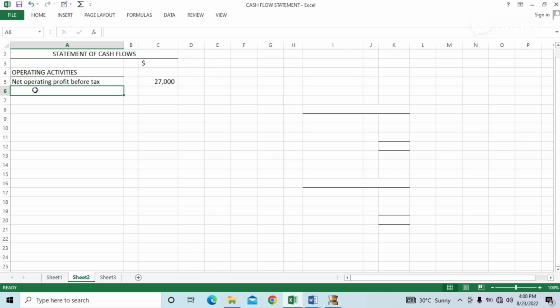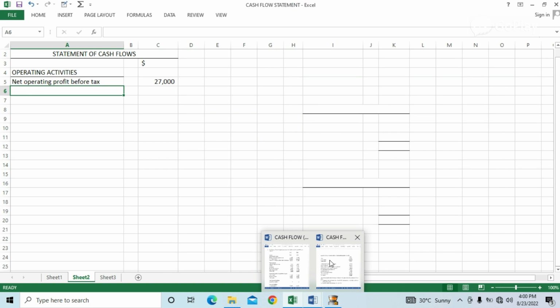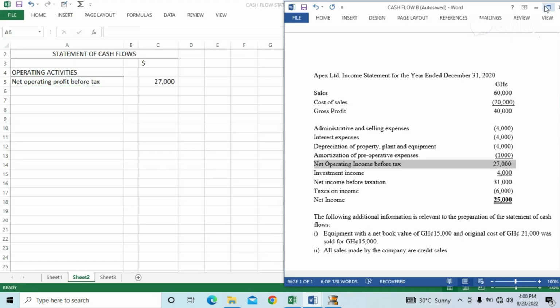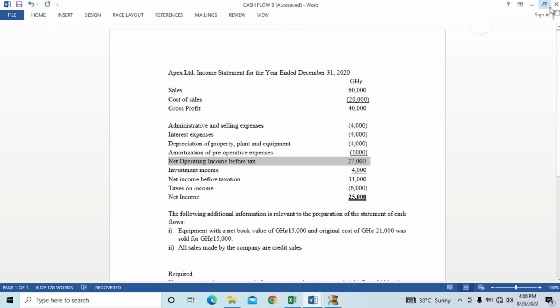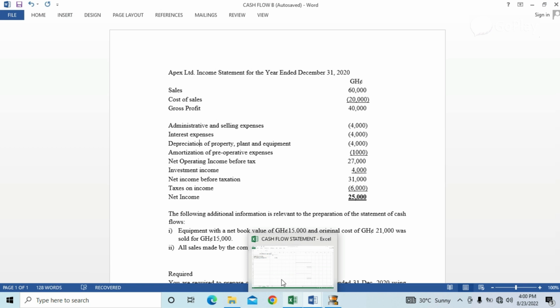So to that we now add back non-cash items. So let's look at our income statement. What are the non-cash items that were included? So first of all, I can see depreciation. Depreciation is a non-cash item that was subtracted before getting the operating income. So we are going to add back depreciation. How much was depreciation? 4,000.